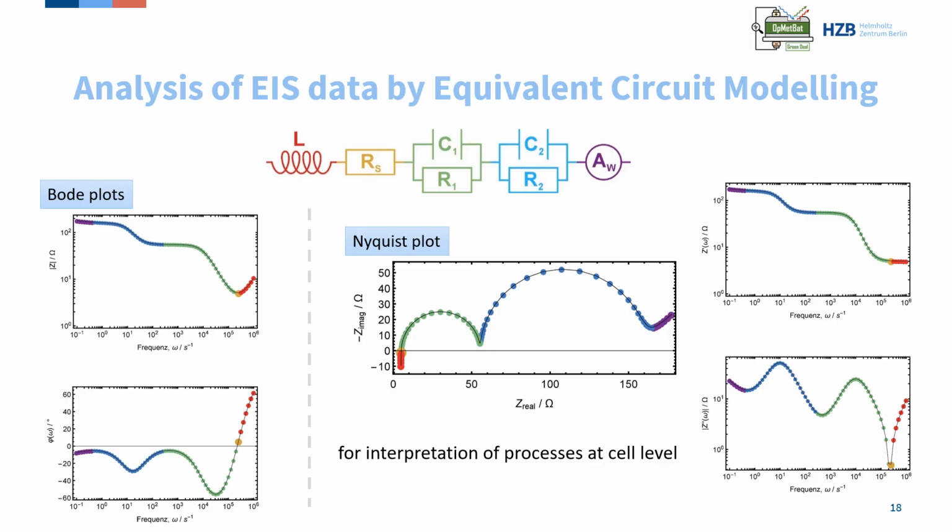For instance, we can differentiate an inductance as a positive imaginary part, based on the positive phase angle at higher frequencies. The solution resistance can be distinguished as the offset of the negative imaginary part. Then, the charge transfer processes are seen as semicircles in the Nyquist plot, and the Warburg contribution is seen as a final slope at lower frequencies.